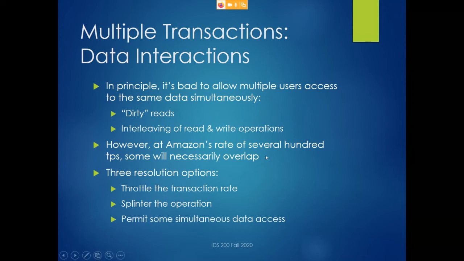So there are three practical resolution options. Number one, throttle the transaction rate, basically slow down the pace at which people can perform transactions. That's not generally going to be feasible. Amazon doesn't want to tell people, oh, I see you want to buy something, well, we're really busy right now, why don't you come back in a couple hours when things settle down? That's not what customers want to hear.